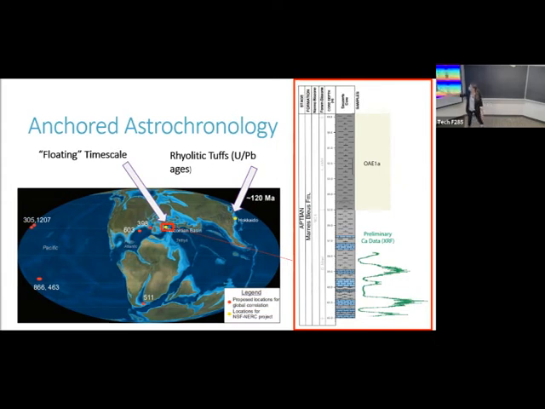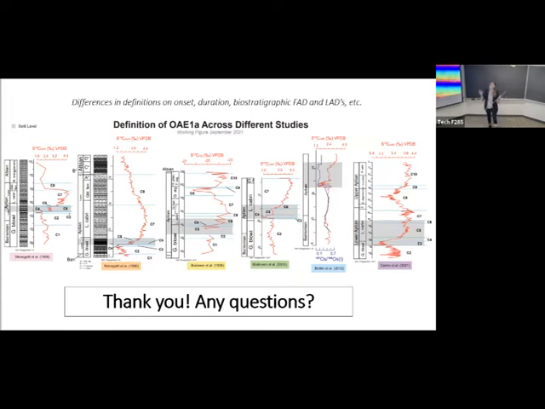And then these two sections will ultimately be correlated via carbon isotope stratigraphy. So with this floating timescale coupled with these anchored tie points, we'll have the highest resolution Aptian timescale. So it sounds great. Next slide. And to tie this back into OAE 1A, this is a super busy diagram.